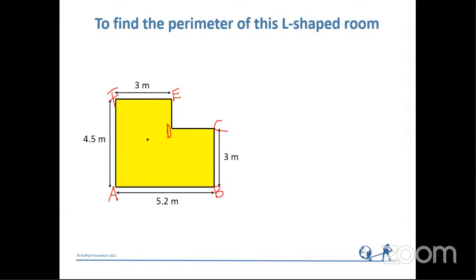Okay, so how do we deal with this figure? We are given AB is 5.2, BC is 3, we are not given DC, we are not given DE, EF is 3, and AF is 4.5. So how do we find DC? And how do we find DE? So who can tell us how we can find any of those two?